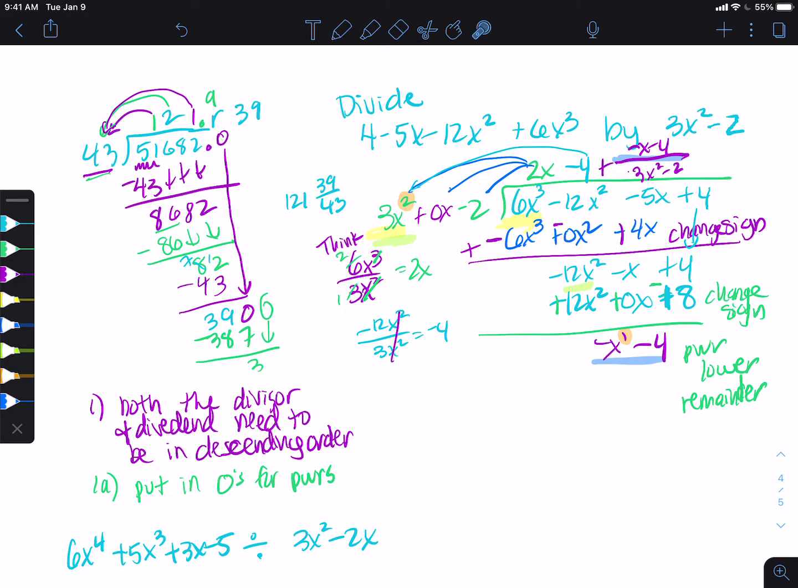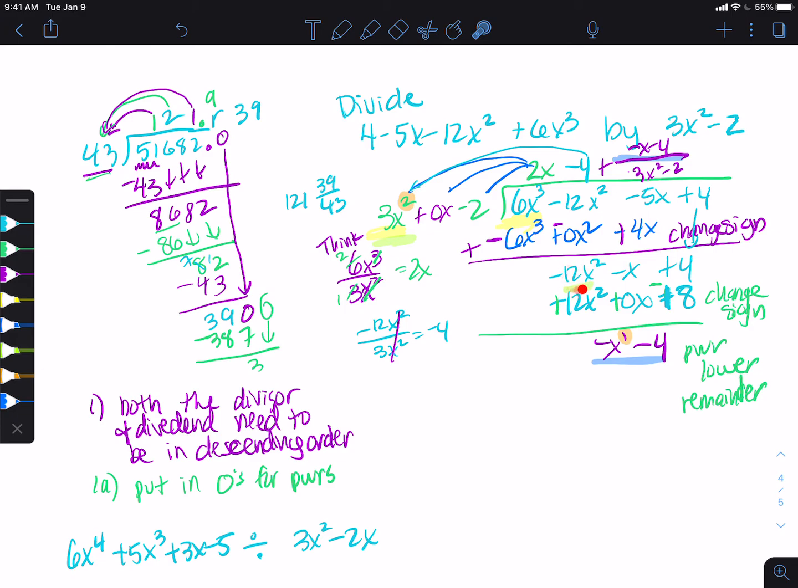So our process is very, very similar. You have to make sure your polynomials are in standard form. Then you're going to compare first term into first term. So you're thinking 6x cubed divided by 3x squared. You put this number up top. You multiply all three. Then you change the sign, add straight down. Then you restart that process over and over and over again until you get to the remainder.